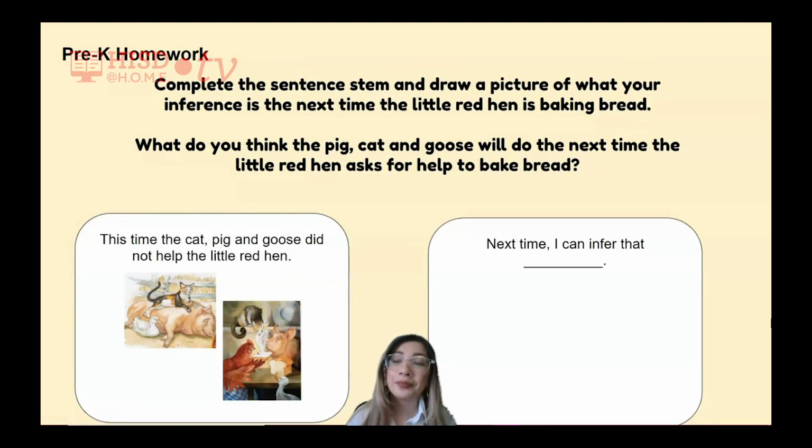Homework for pre-K. Complete the sentence stem and draw a picture of what your inference is the next time that the little red hen is baking bread. What do you think the pig, cat, and goose will do the next time the little red hen asks for help to bake the bread?